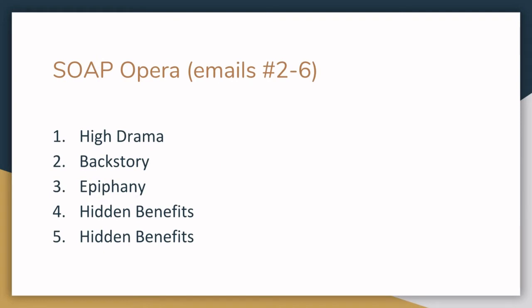So emails number 2 to 6, this is the sequence, okay? Email number 2 is a point of high drama. By high drama, I mean this is where everything was crappy in your life, okay? It's like your lowest point ever. You start with that to hook people in.